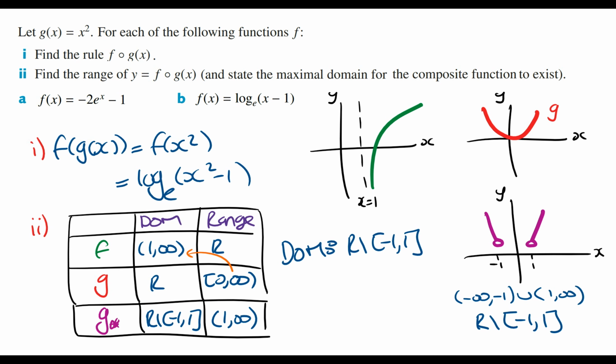And so sketching f of x with its domain to be from 1 to infinity, this actually doesn't change the graph. And so the range of this function with this new domain is going to be the range of the composite function. And so the range is going to be all real numbers. And so the range of f of g star of x is going to be all real numbers.